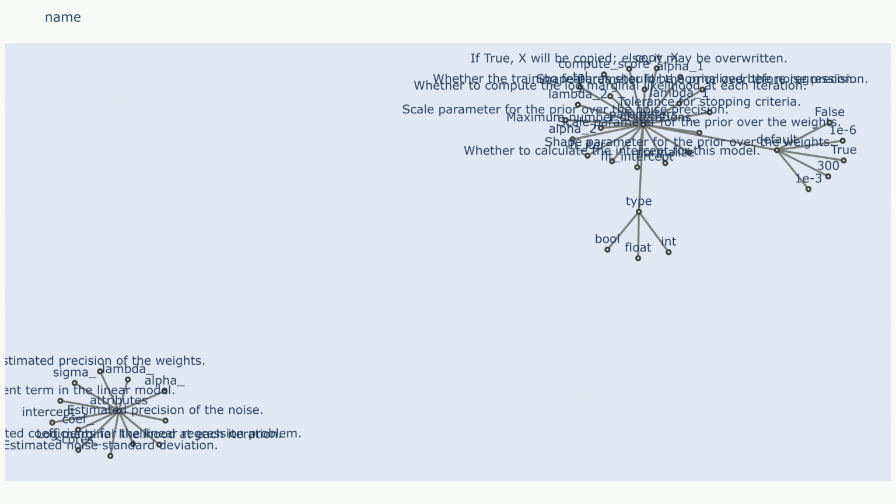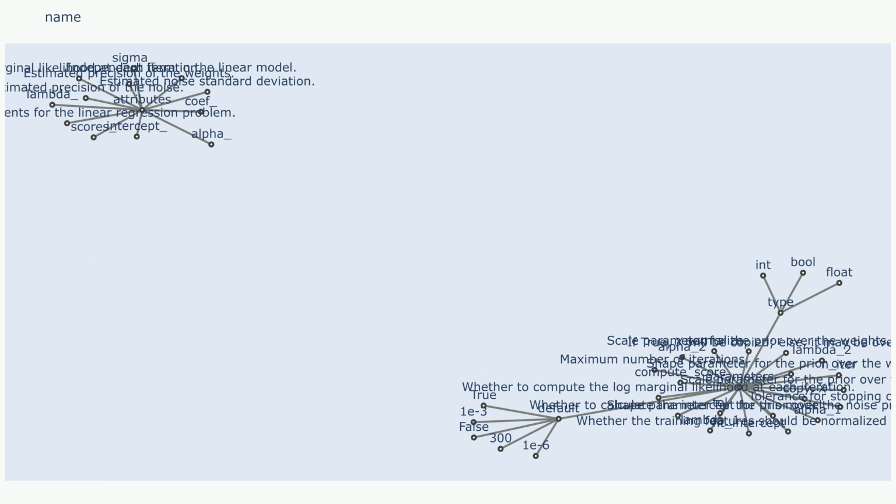compute_score, bool. Default false, indicates whether to compute the log marginal likelihood at each iteration. This can be helpful for monitoring the convergence of the optimization process. fit_intercept, bool. Default true, determines whether to include an intercept term in the linear model.